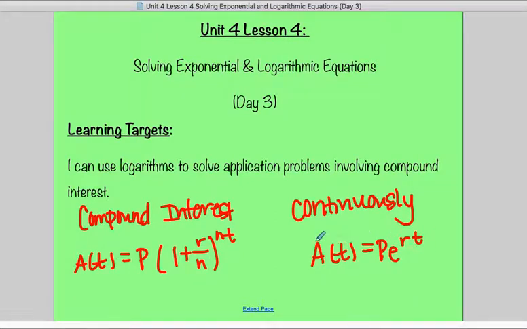So today we're going to be giving word problems, and then we're going to be solving for different values, okay, using the techniques that we used earlier in Unit 1, Lesson 4.